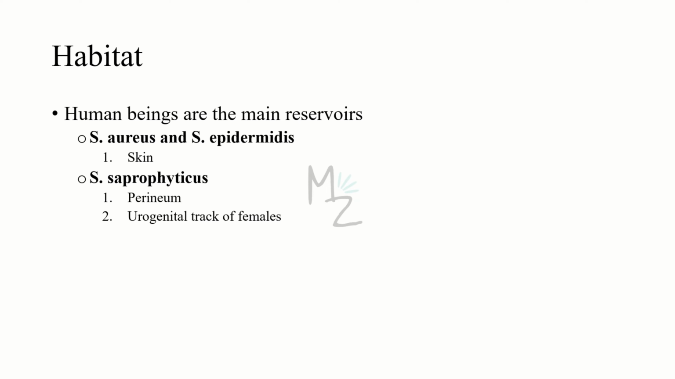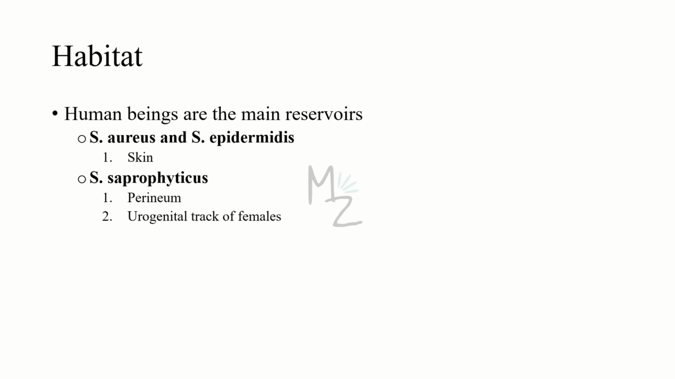Human beings are the main reservoirs for Staphylococcus aureus and epidermidis, as they are a part of the human normal skin flora. They may be present at nares or nasal area. For saprophyticus, it is present in the perineum, that is the region between the anus and the urogenital tract.